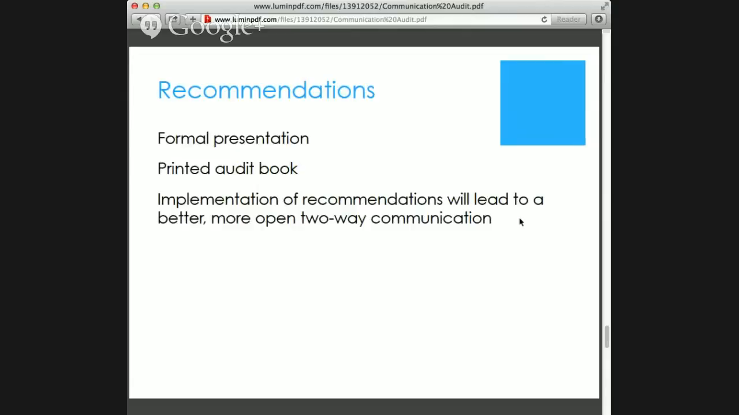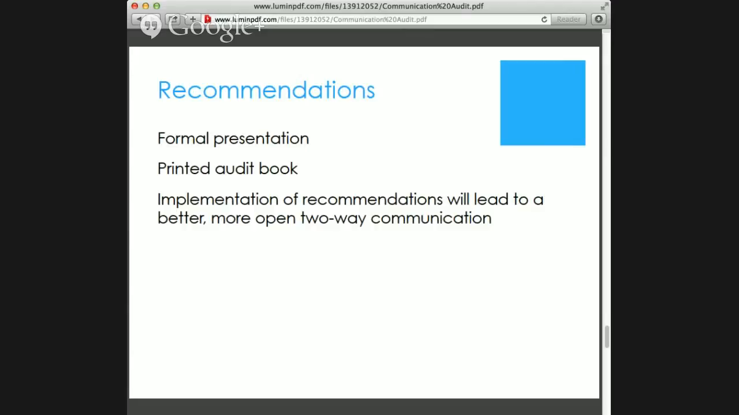Finally, we have your recommendations. Recommendations are a formal presentation to the company of all the findings from the audit. You can opt to even provide a printed audit book of the information or even a PDF version, but all gathered information should be delivered to the organization in some format. This is going to include all information from benchmarks, interviews, focus groups, your surveys, all of your data from all of those, your research methodology, and these recommendations.